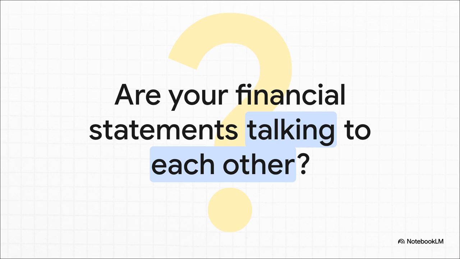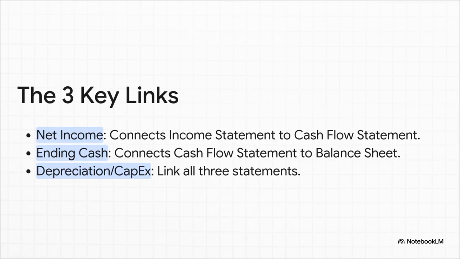Okay, mistake number 4. Another big structural flaw. So many beginners build their financial statements like they're 3 separate islands. So let me ask you, are your income statement, balance sheet, and cash flow statement actually talking to each other? Because if they aren't connected, your model is basically broken.